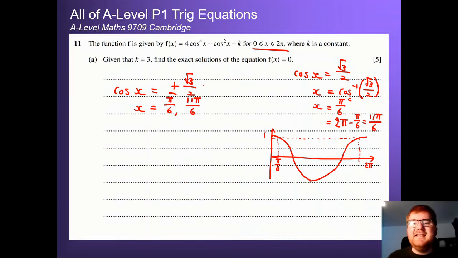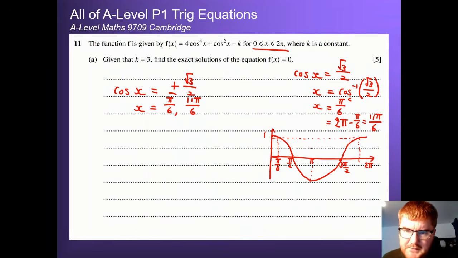But we've also got the negative version as well, so we have to consider that part too. Now notice here we've got pi over 2, 180 degrees, that's pi, and then we've got 3 pi over 2 as well. We need to think about the symmetry of the function as well.